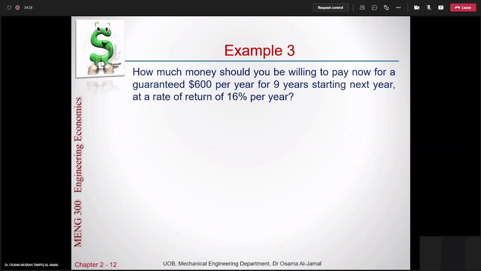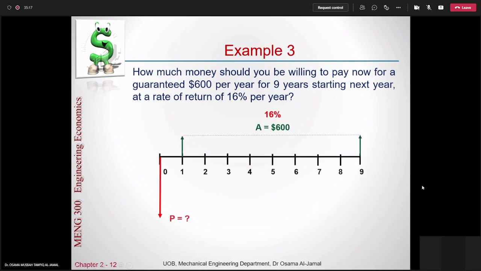Have you managed to plot the cash flow diagram by yourself? Starting year 1, the first annuity, up to year 9, the last cash flow of that annuity. At time 0, this is the required amount that you're going to invest. How do you know that's investing? It says to pay. Paying means it is downward at time 0, because it says here now. You see the cash flow diagram for this.